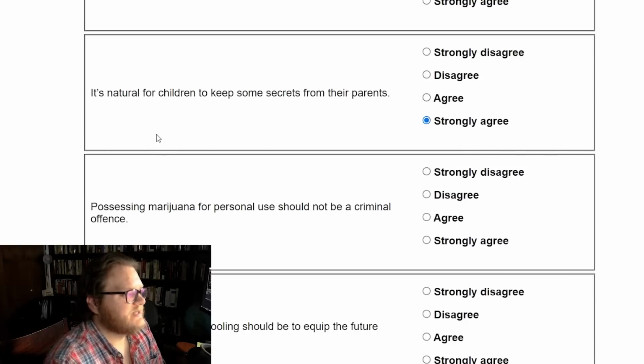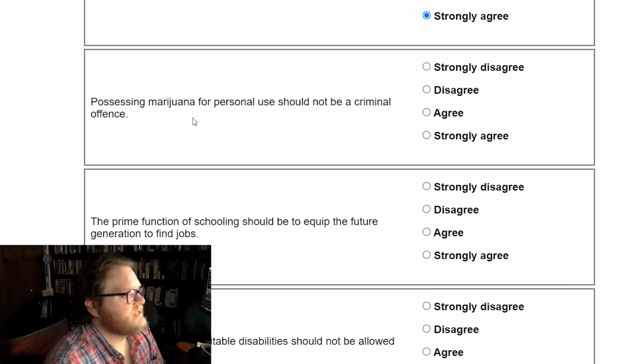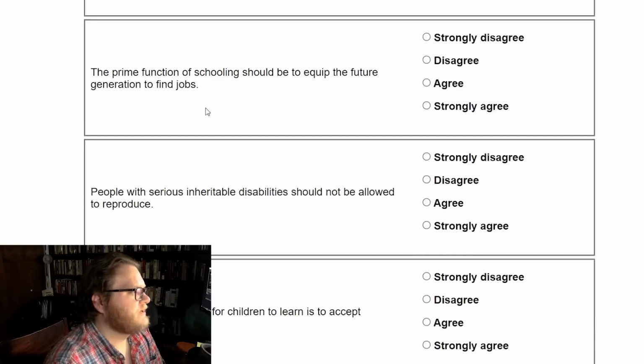I agree. It's natural to keep secrets from your parents. Whether or not it's right is a different story. Possessing marijuana for personal use should not be a criminal offense. Strongly agree. Prime function of schooling should be to equip the future generation to find jobs.